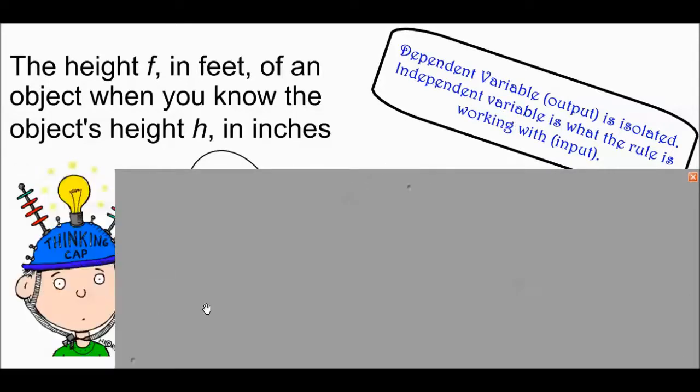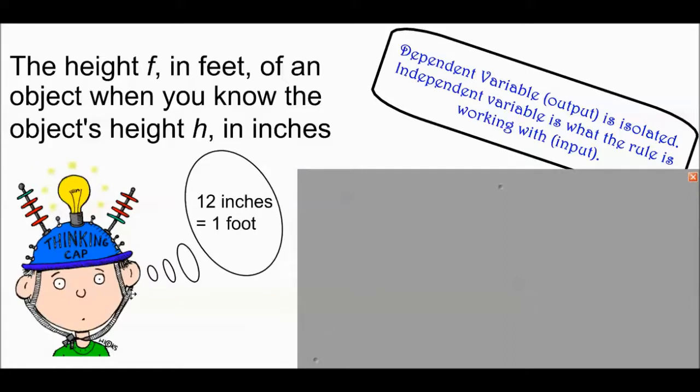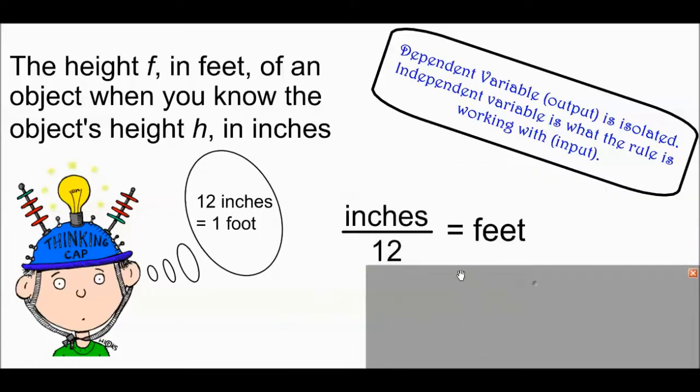That's your input. So let's put on our thinking cap, and when we have on our thinking cap, we're thinking, oh yeah, 12 inches equals 1 foot. So we would use this setup right here. However many inches tall something is, you're dividing it by 12, and then that's going to equal your feet. So keeping in mind that your output, your dependent variable, that's going to be feet. The reason that feet is dependent is because that's going to be dependent on how many inches there are. I'm wanting to know feet, so feet is isolated.